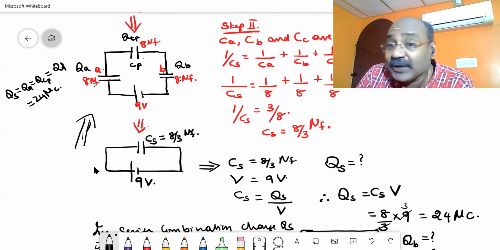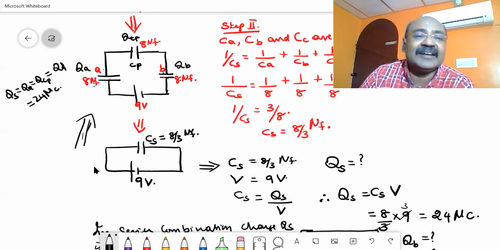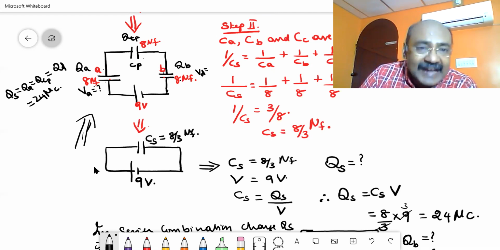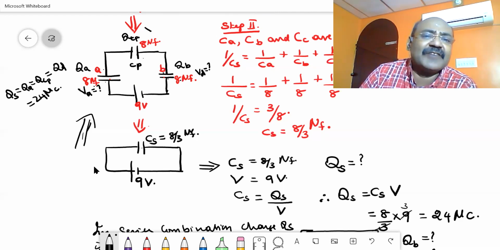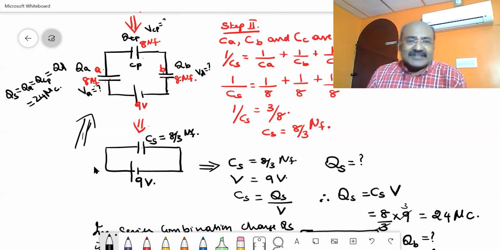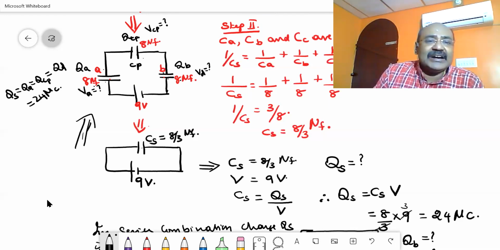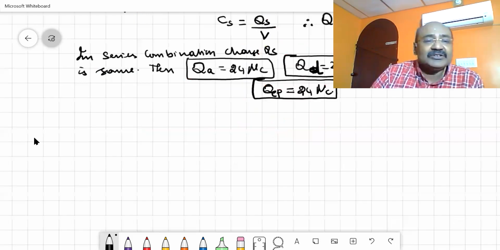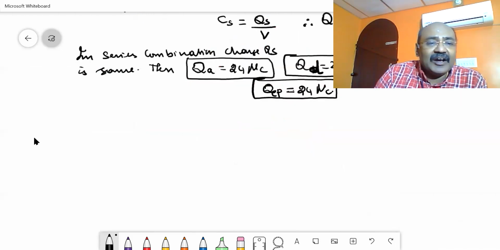What will be the potentials? They will be different. So let us calculate. What is the potential difference in A? What is the potential difference in D? And let us calculate what is the potential difference across CP. First of all, we are calculating the potential difference across A, which we are writing as VA.